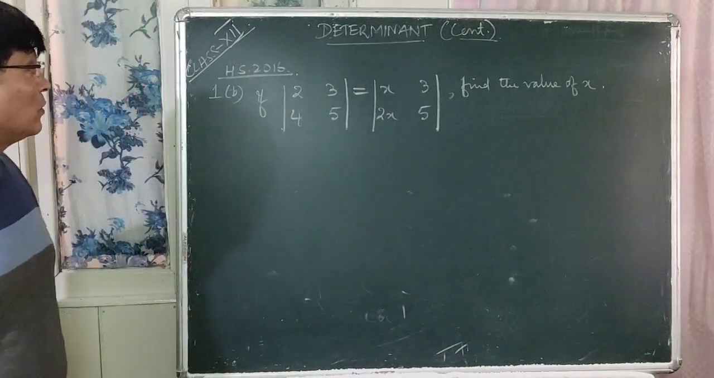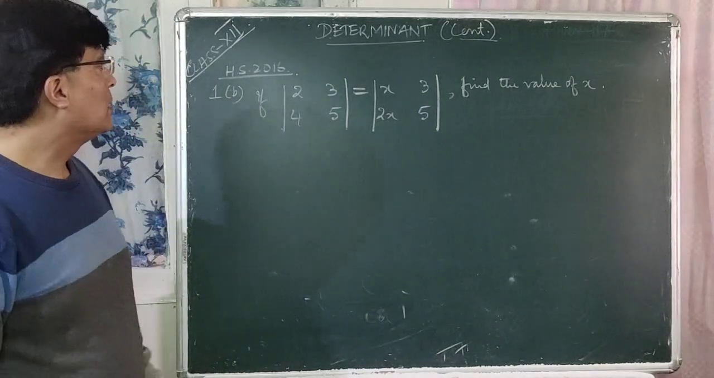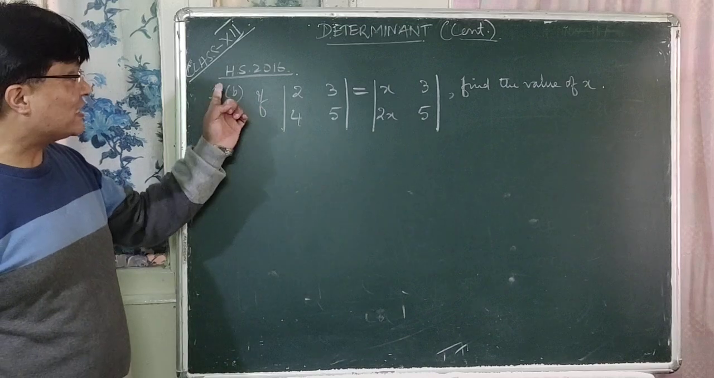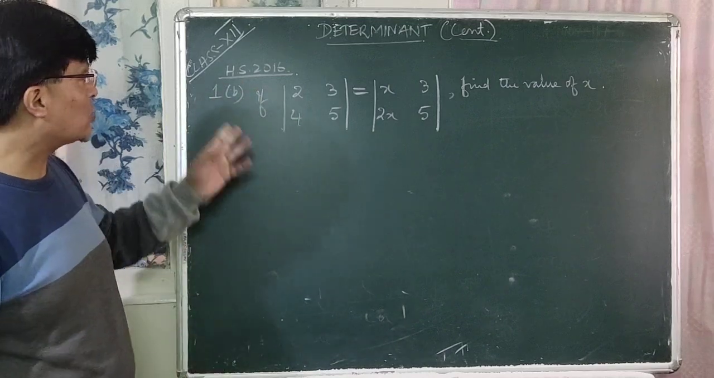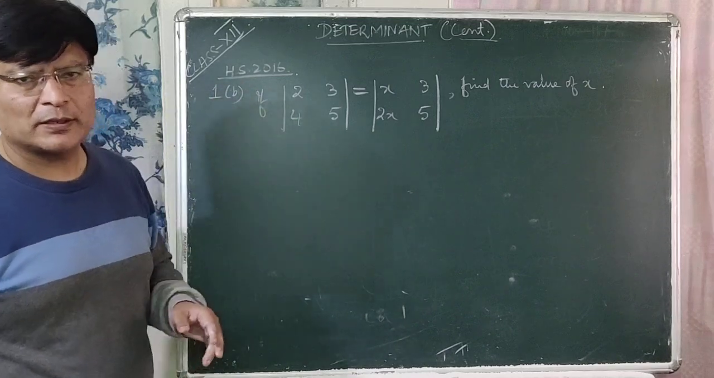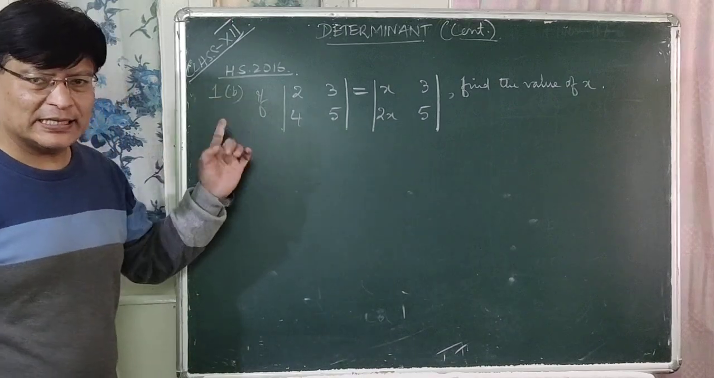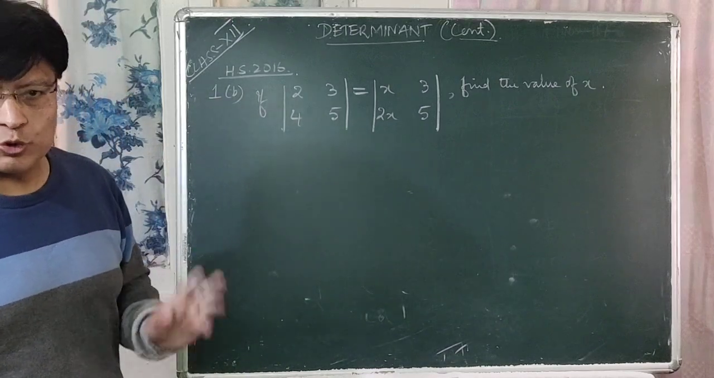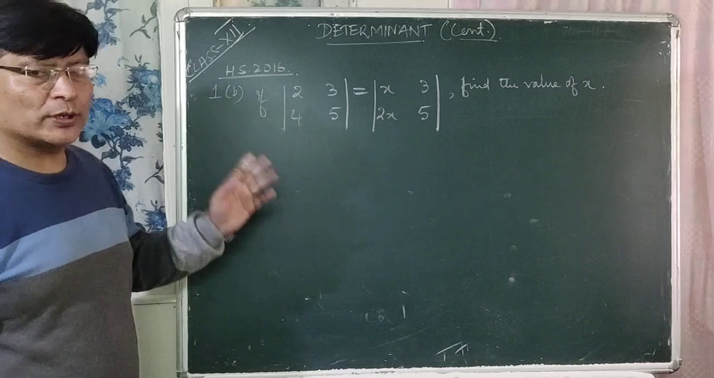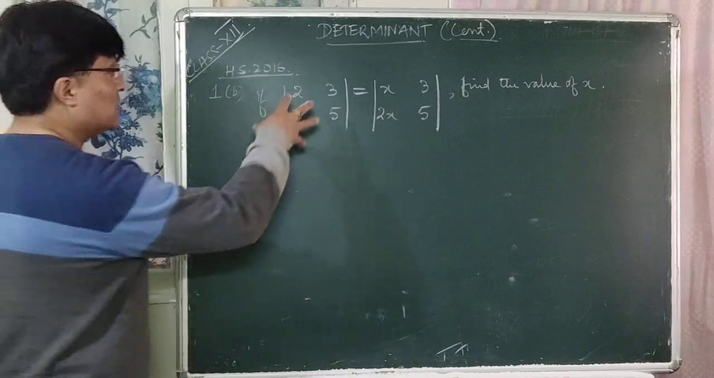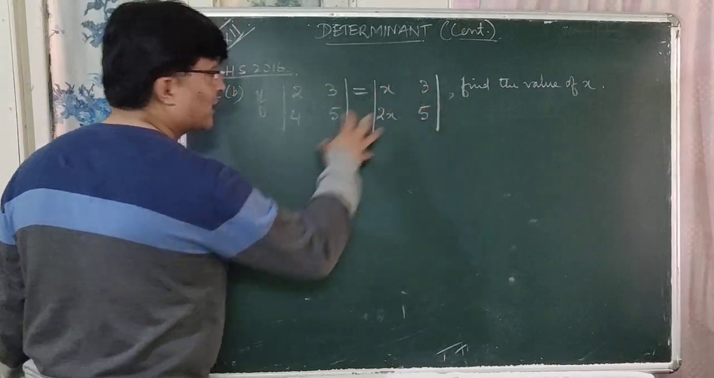So now we will do this question from higher secondary question paper HS 2016. That is, this question is from number 1B, from part A. This question carries 2 marks only. Okay. So here it is given that this second order determinant is equal to this second order determinant.